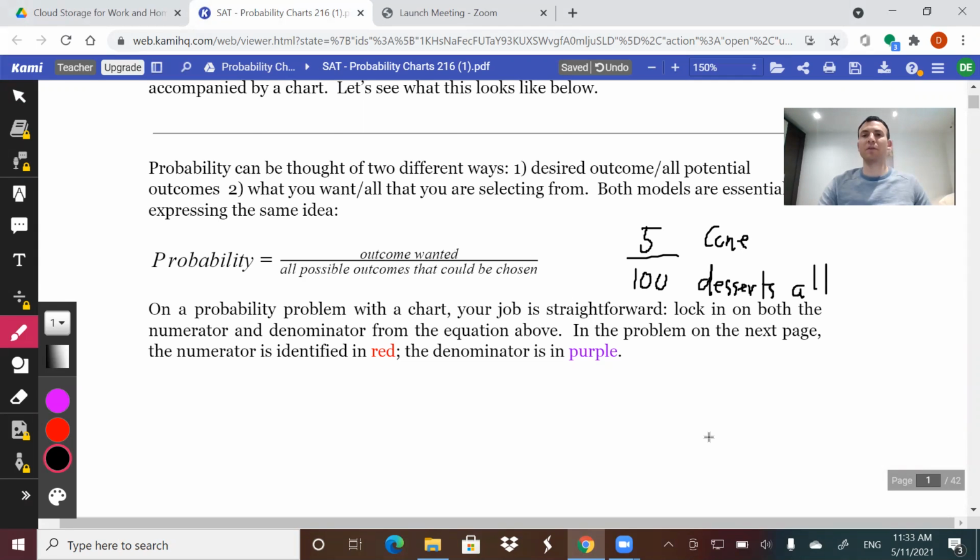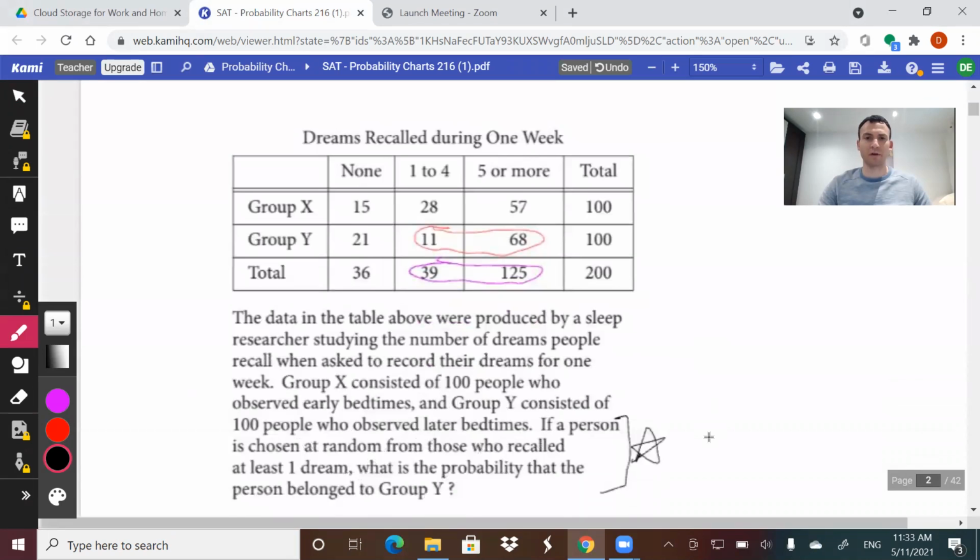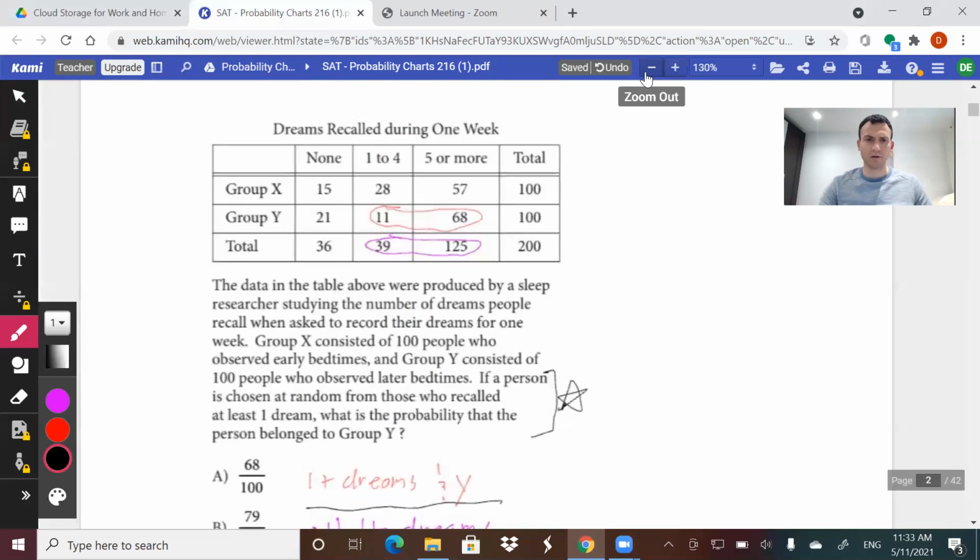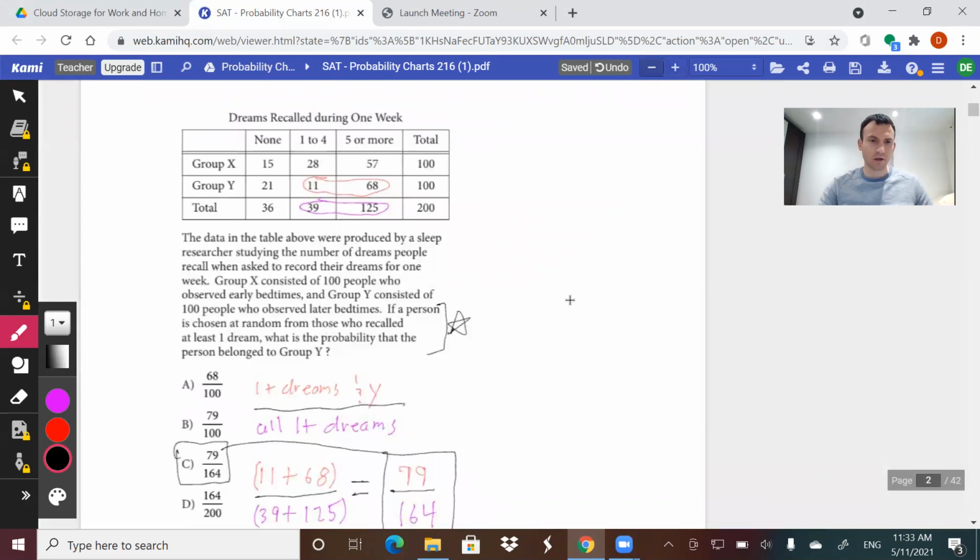Now let's see the way this appears on the SAT. So here's a past problem. Sorry, I know it's a little bit of an eye test. If we look at this chart, we see that we have group X and group Y. In group X, we have 15 who recall no dreams, dreams recalled during 1 week. 28 recall 1 to 4 dreams. 57 recall 5 or more dreams.